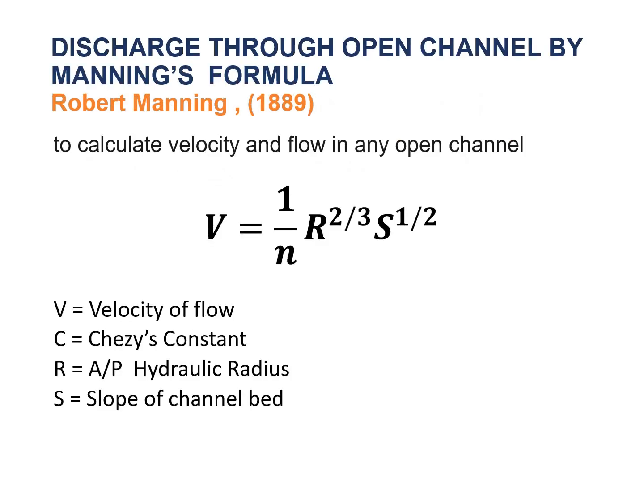The velocity through the open channel by Manning's formula can be calculated by V equals 1 by n, R to the power 2 by 3 and S to the power 1 by 2. V is the velocity of flow, n is Manning's roughness coefficient, R is the wetted area by wetted perimeter, and S is the slope of the channel.